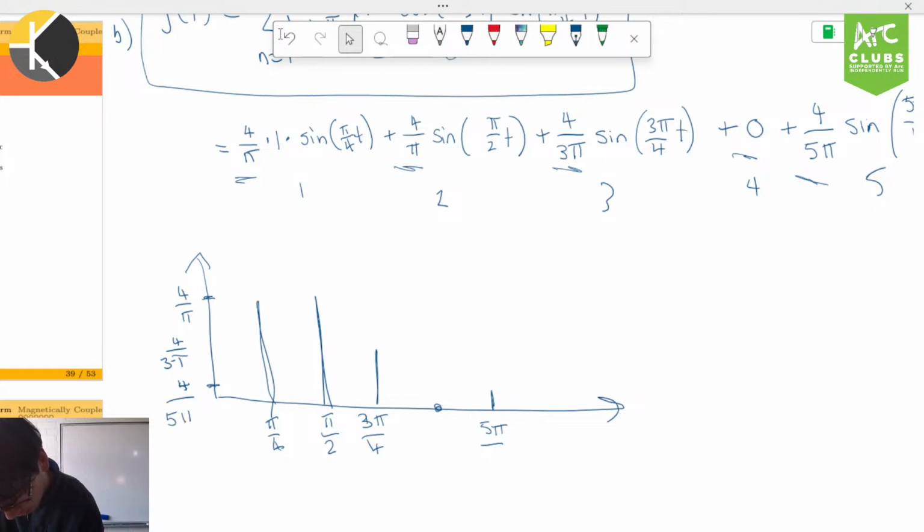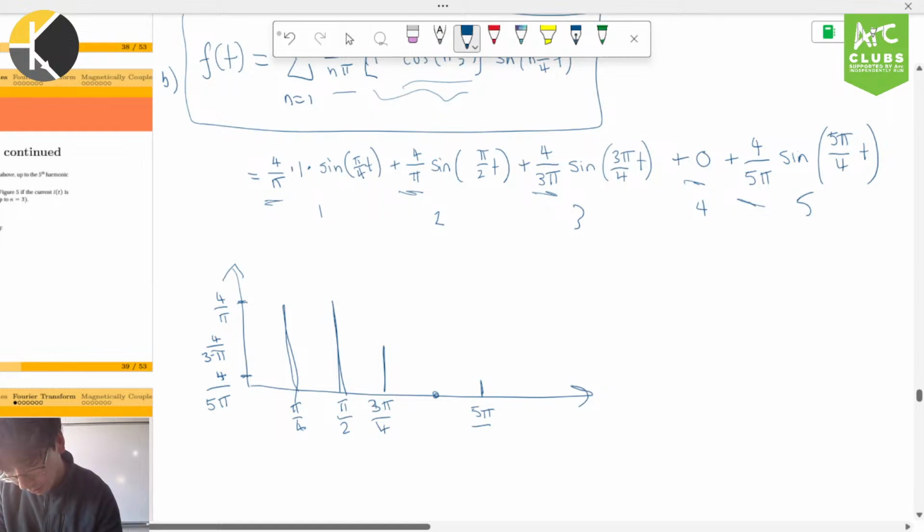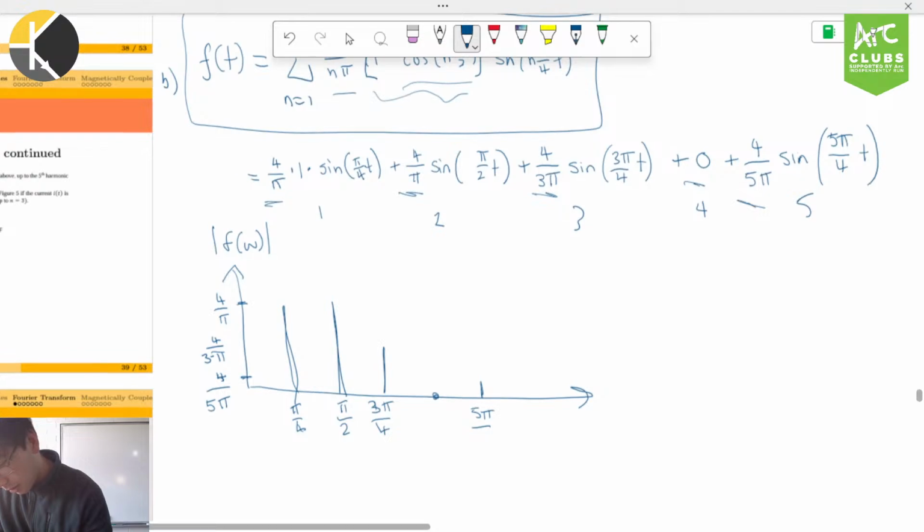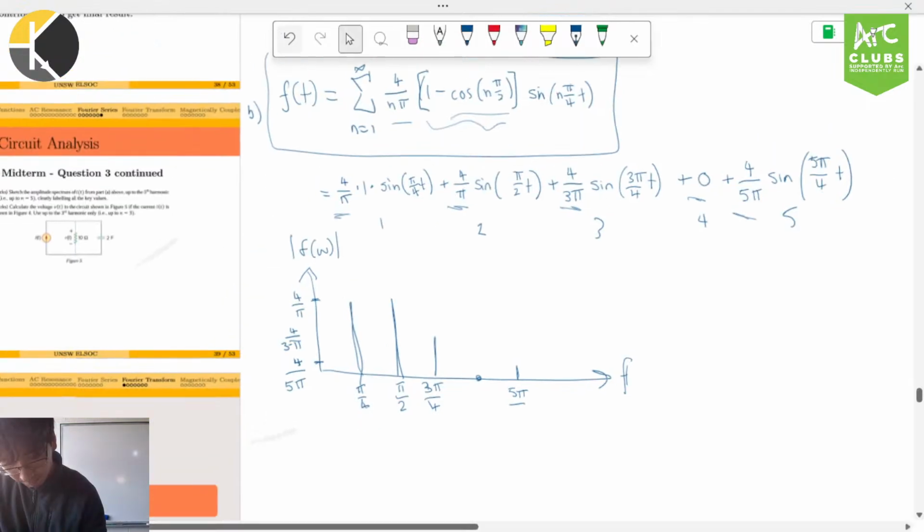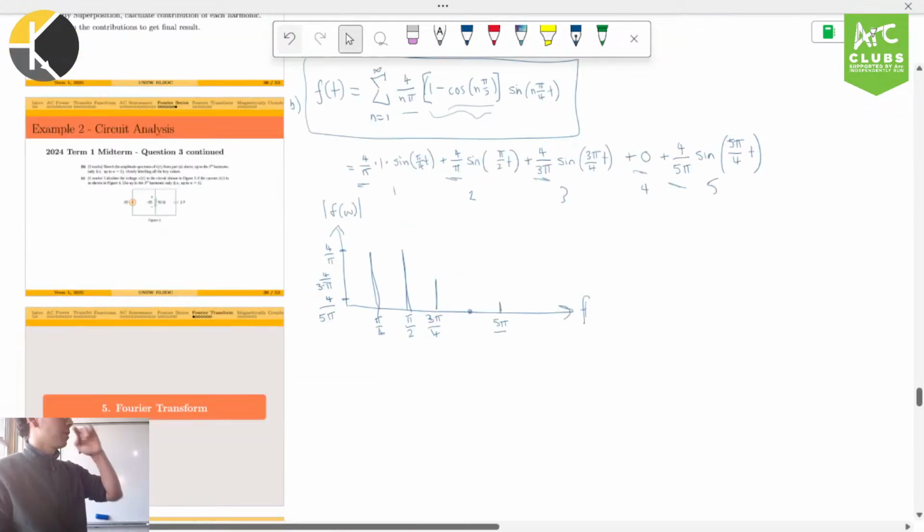On 5 pi. Cool. So that in this case would be the amplitude of the signal with respect to frequency. Does anyone have any questions about that plot that I just created?